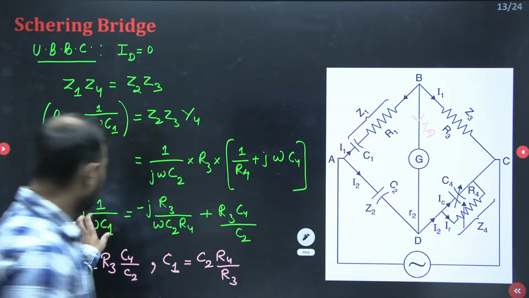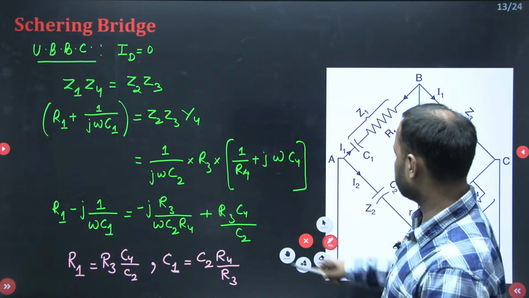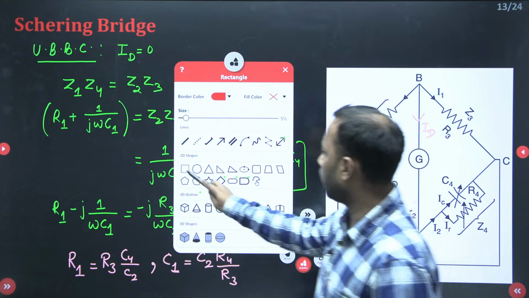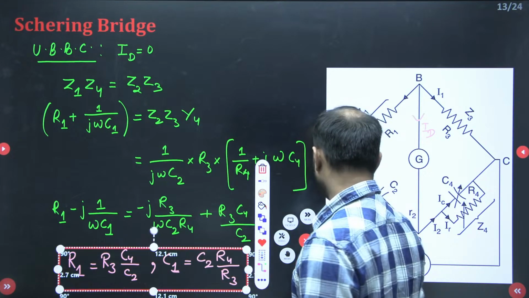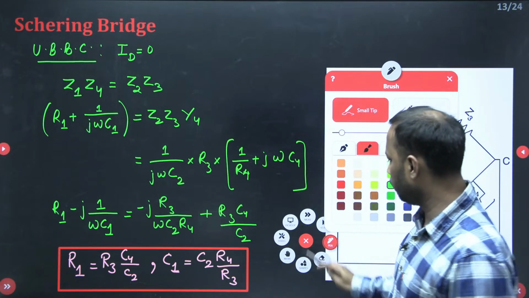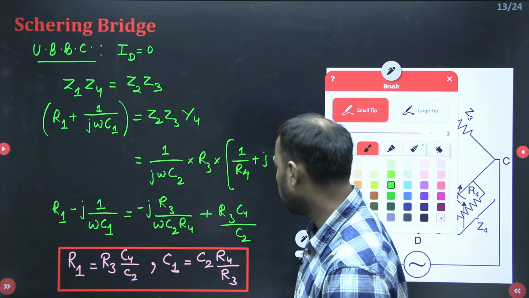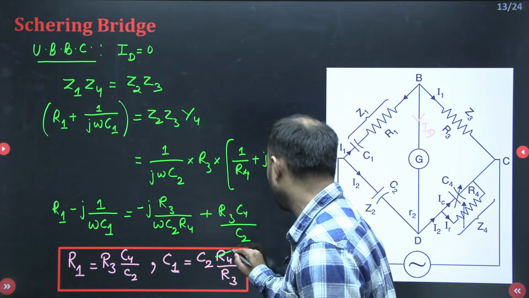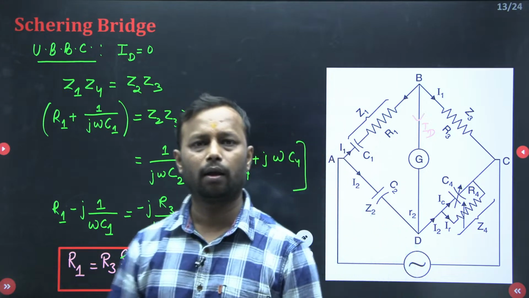Okay, so compare the real and imaginary part, we are going to get this equation. Now again the same thing, which element should we take as the variable? Always the uncommon element. So what is uncommon here? See, C2 is appearing in both, R3 also. So here R4 and C4 will be taken as variables.